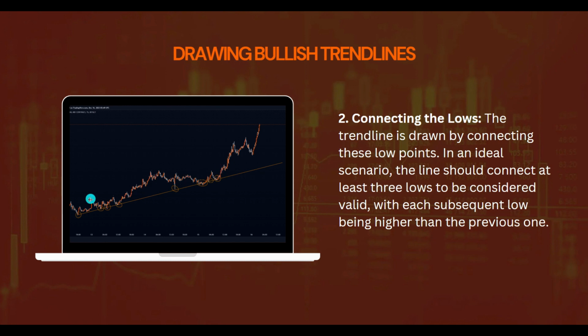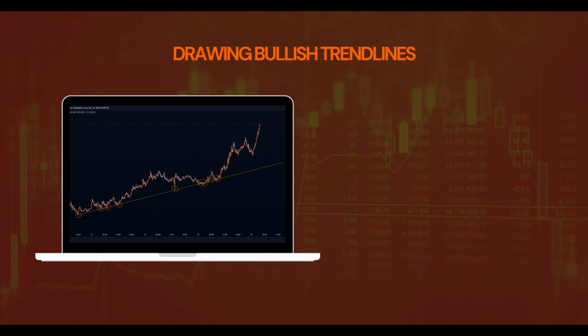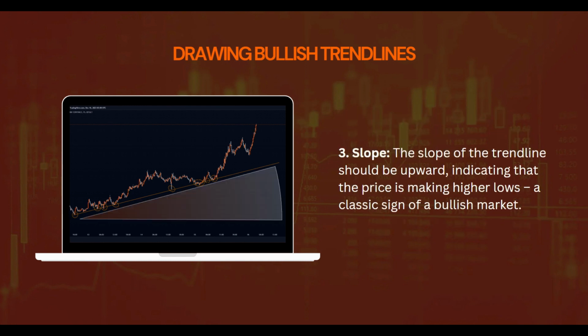When you connect the lows, you can see each time I put a circle on each one and it's connected them all. You have to have the trend line that connects the low points. In an ideal scenario, the line should connect at least 3 lows to be considered valid, with each low being higher than the previous one. The slope. I've drawn a slope on here for you so you can clearly see there's a slope on it. The slope of the trend line should be upward. That indicates that the price is making higher lows, which is a classic sign of a bullish market.